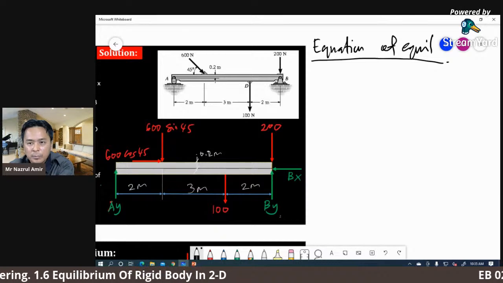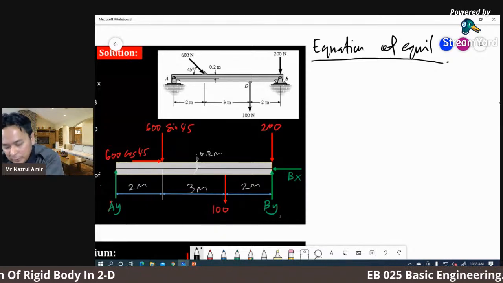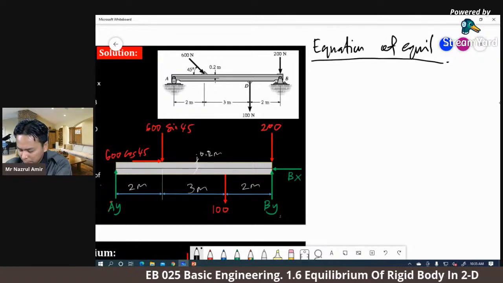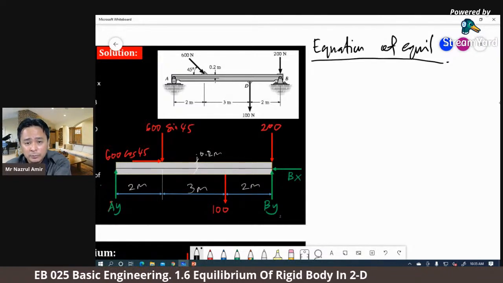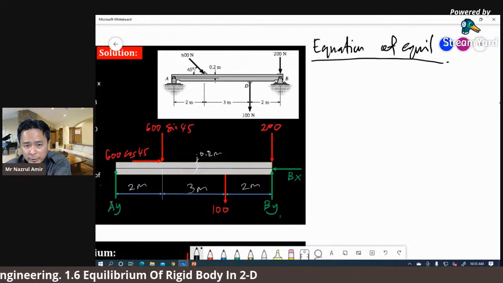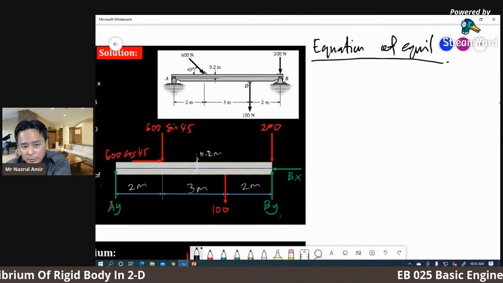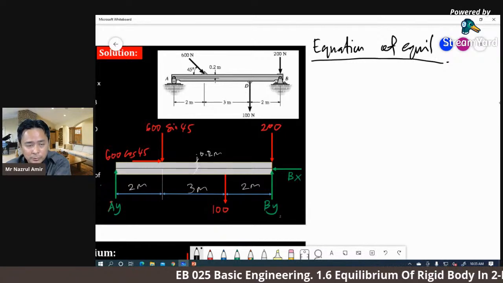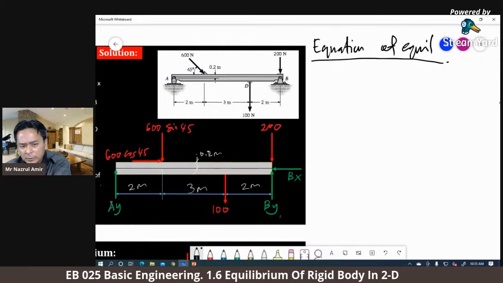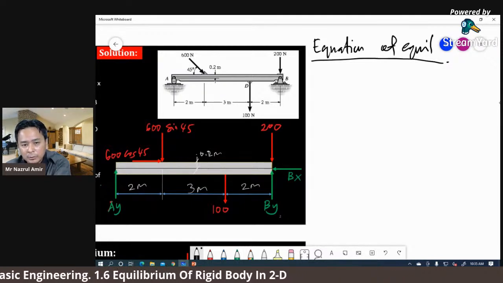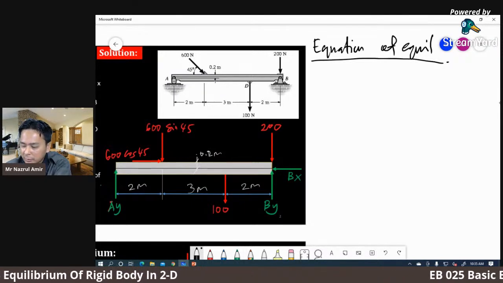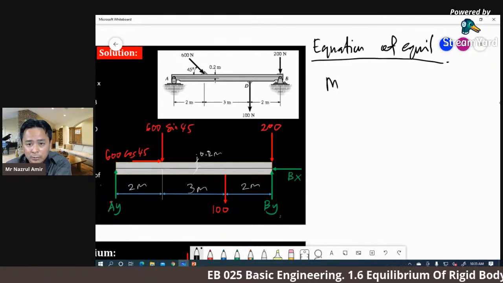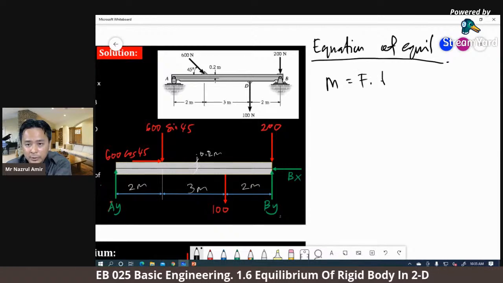Equation of equilibrium. Okay, before we proceed with the equation, I will add some explanation about the moment, how the moment reacts in this system. We could only see before how the force reacts at both supports A and B to the applied force, but we cannot see clearly how the moment will react in this system. As you have learned before, the moment needs these two components, F and D.